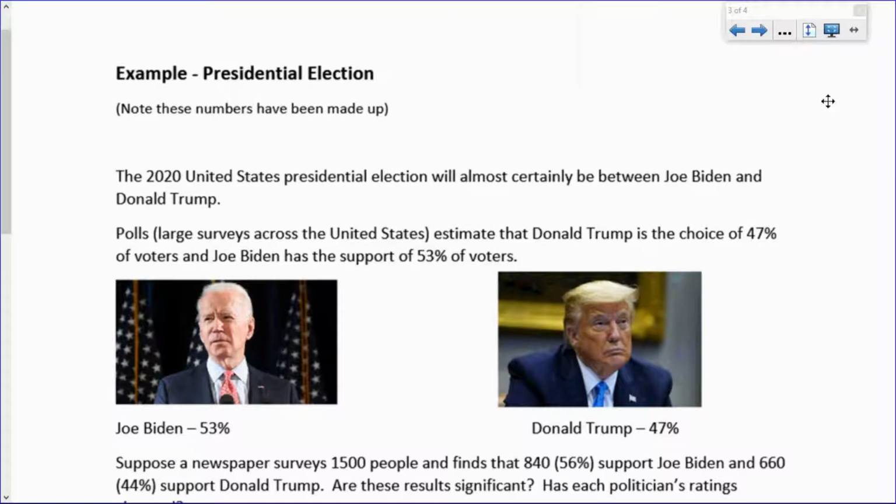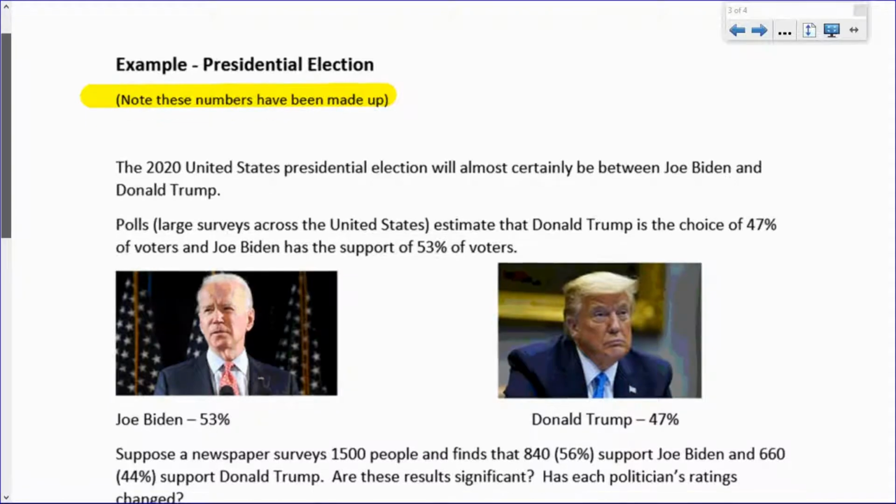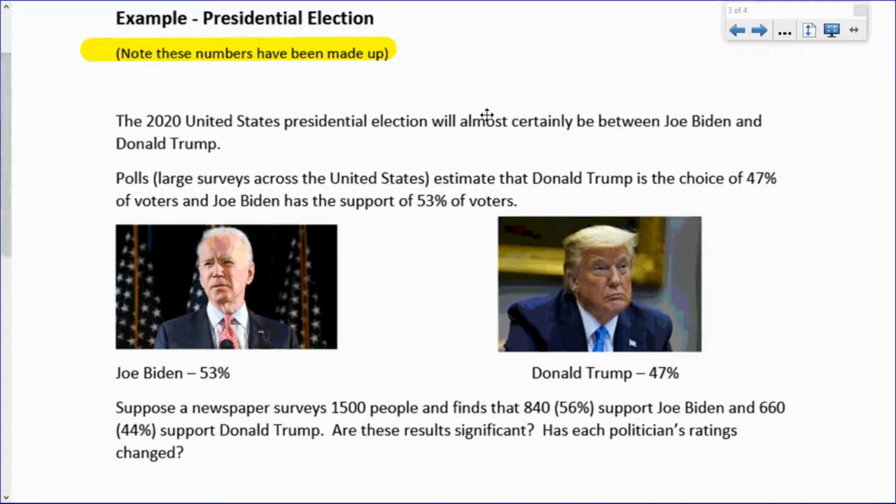So let's look at polling and a presidential election. Now, I want you to notice that these are made-up numbers. I just throw them out there, okay? I don't know what the polls are like. But I know one thing's almost certain: in the fall of 2020, the U.S. will vote in a new president, and that will almost certainly be between Joe Biden and Donald Trump.